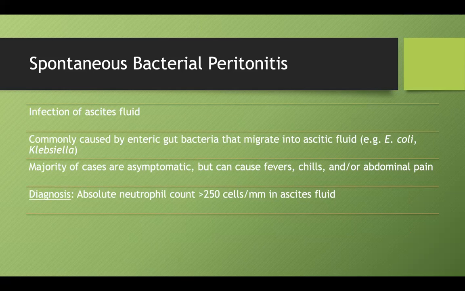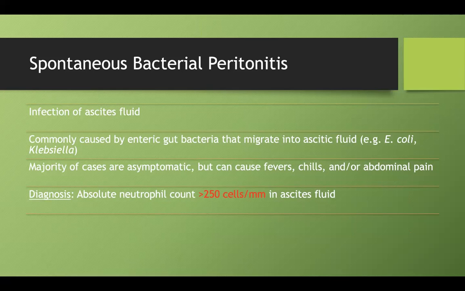But you can also do a diagnostic paracentesis where you take some of that fluid and send it out for lab cultures to see how many cells are growing in that culture. And a really, really high-yield number that you need to remember for boards, definitely remember this, is that if you ever have an absolute neutrophil count of greater than 250 cells in your ascitic fluid, that's diagnostic for SBP.